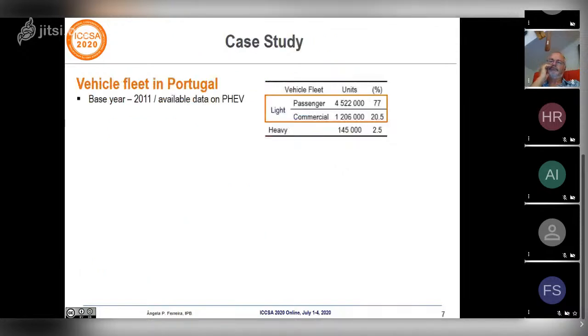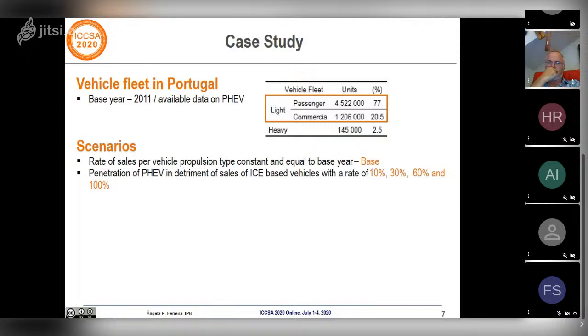The case study considers 2011 as the base year, and the forecast is made till 2030. In the base year, the vehicle fleet comprises 97.5% light vehicles, and this category is most likely subjected to technological change. Doing so, the study is limited to light vehicles, including passenger and commercial ones.